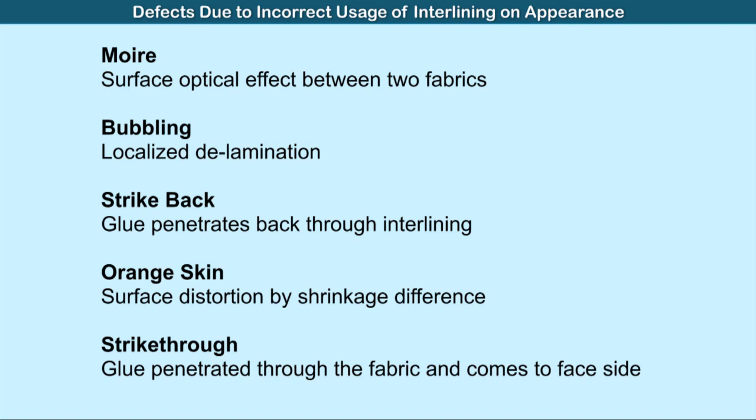Then the fourth defect we are mentioning is called orange skin, which is basically surface distortion by shrinkage difference. Next is strike through, where glue penetrates through the fabric and comes to the face side. So these are the few defects which happen due to incorrect use of interlining, on the appearance part.